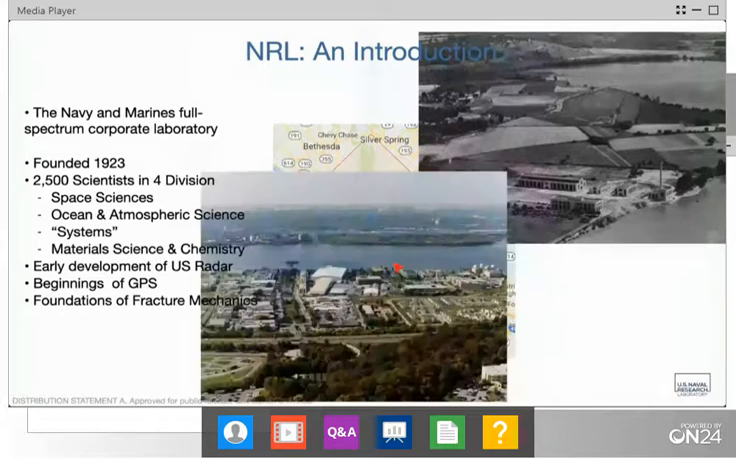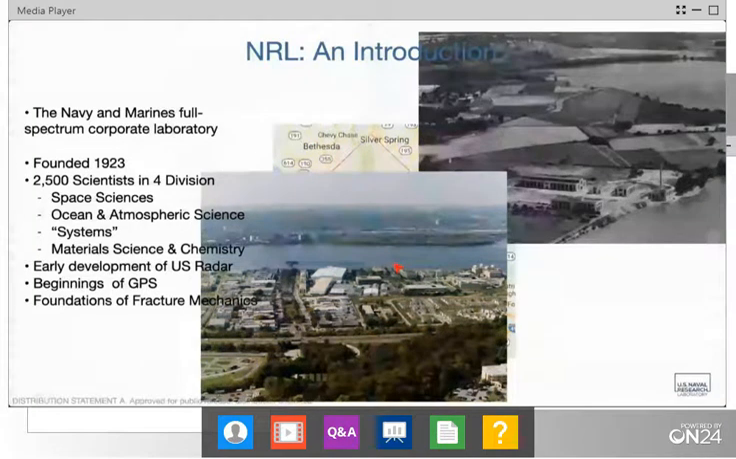But we've certainly expanded since then. This is what it looks like today. We have 2,500 scientists in 4 different divisions looking at things like space sciences, ocean and atmospheric sciences, systems, which include things like optical systems and radars, and materials and chemistry. Some of the biggest developments in our history are the early developments of U.S. radar. The beginnings of GPS started at NRL. The first people who said that we should start launching atomic clocks into space and use that for tracking position were at the Naval Research Lab. And the foundations of fracture mechanics were really started here at NRL as well.